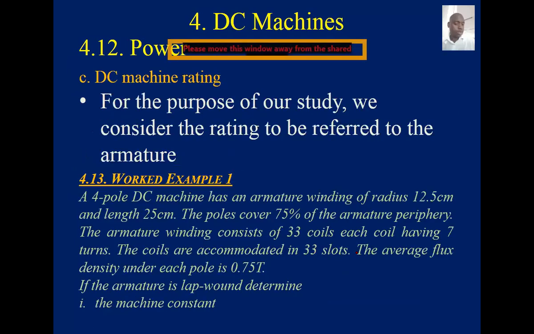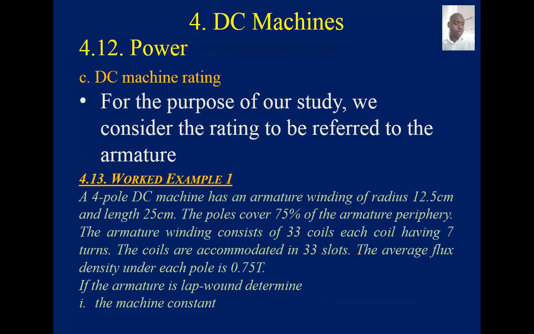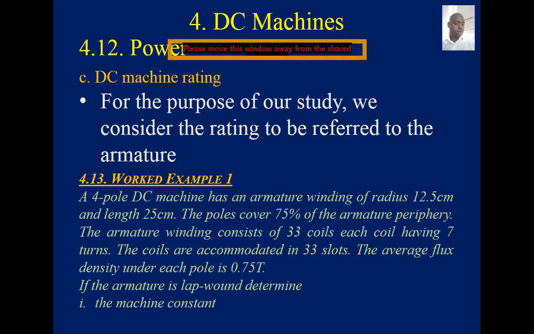Right. Then we go on to DC machine ratings. For the purpose of this study, we'll consider the rating with respect to the armature. So we talk about current and voltage in respect to the armature. Remember, it is in the armature where we talk about generated voltage and also the force experienced by the conductors. Otherwise, the field is just there to give us the flux.